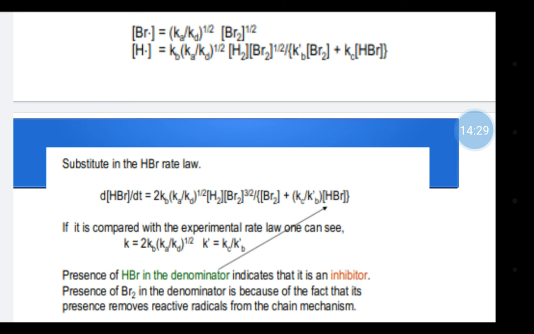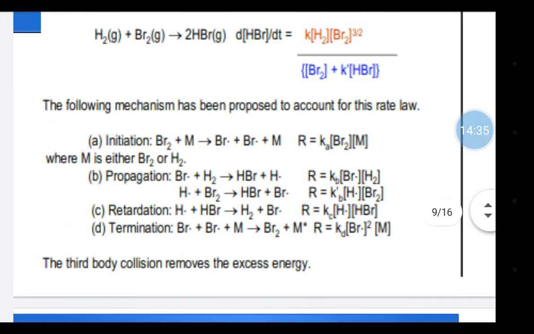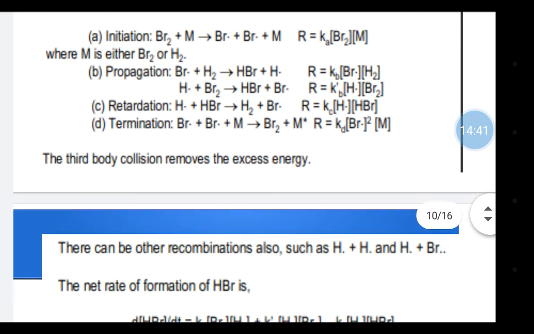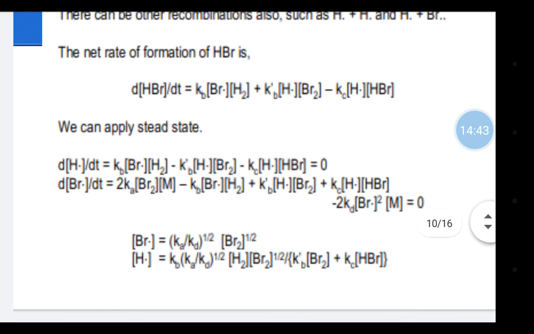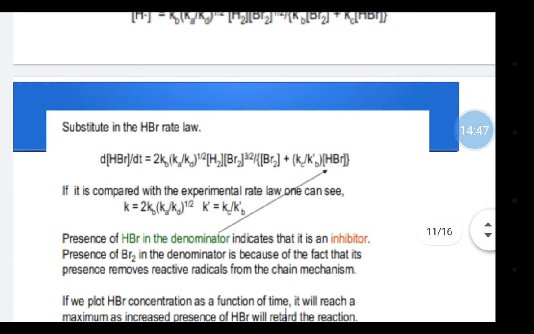Now, compare the equation that is derived with the one that is experimentally observed. The experimentally observed rate equation is given in red and blue here, right? Now, comparing the experimentally observed equation with the one that is derived, you will get the value of K and K dash.